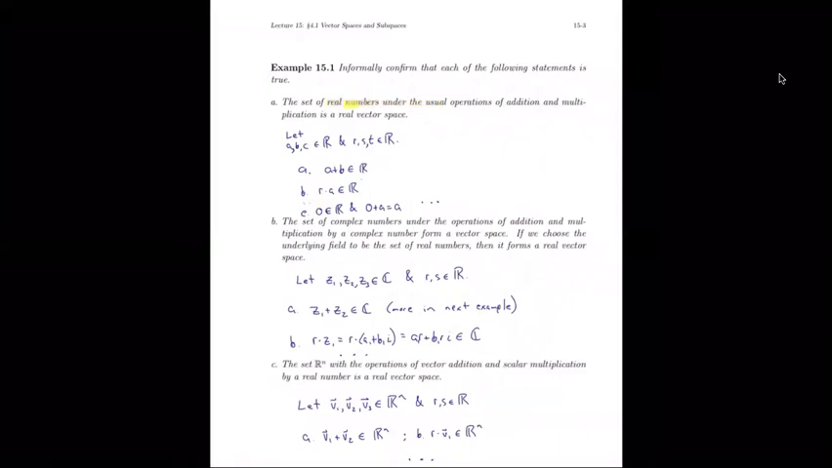So the real numbers under the usual operations of addition and multiplication is a real vector space. What we're saying now is, in this case, V is the set of real numbers, and the field F is also the set of real numbers. We can think of this as R1, one-dimensional real space. Like I said before on the previous page, real numbers satisfy all of these properties. We could go through and confirm that this is the case. It would be fairly trivial.